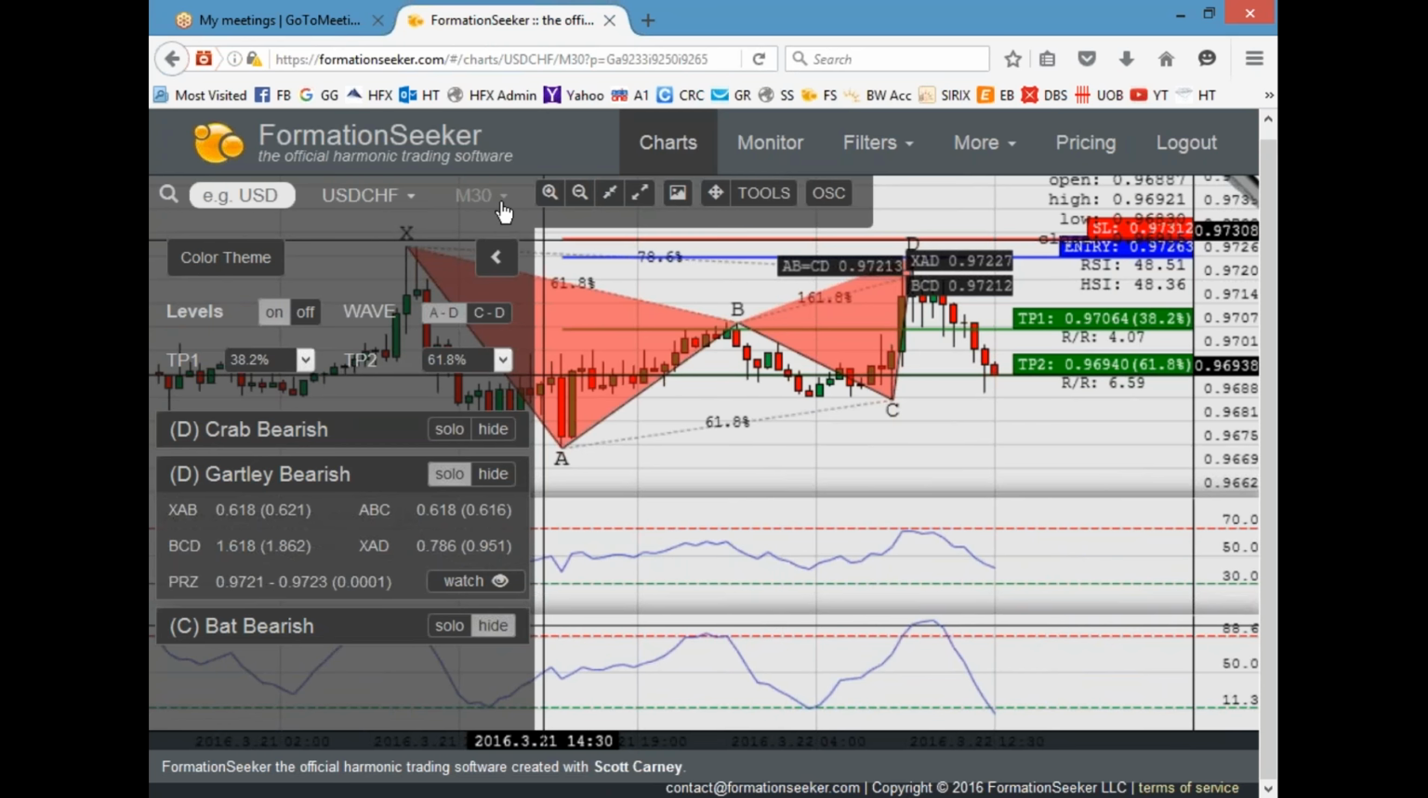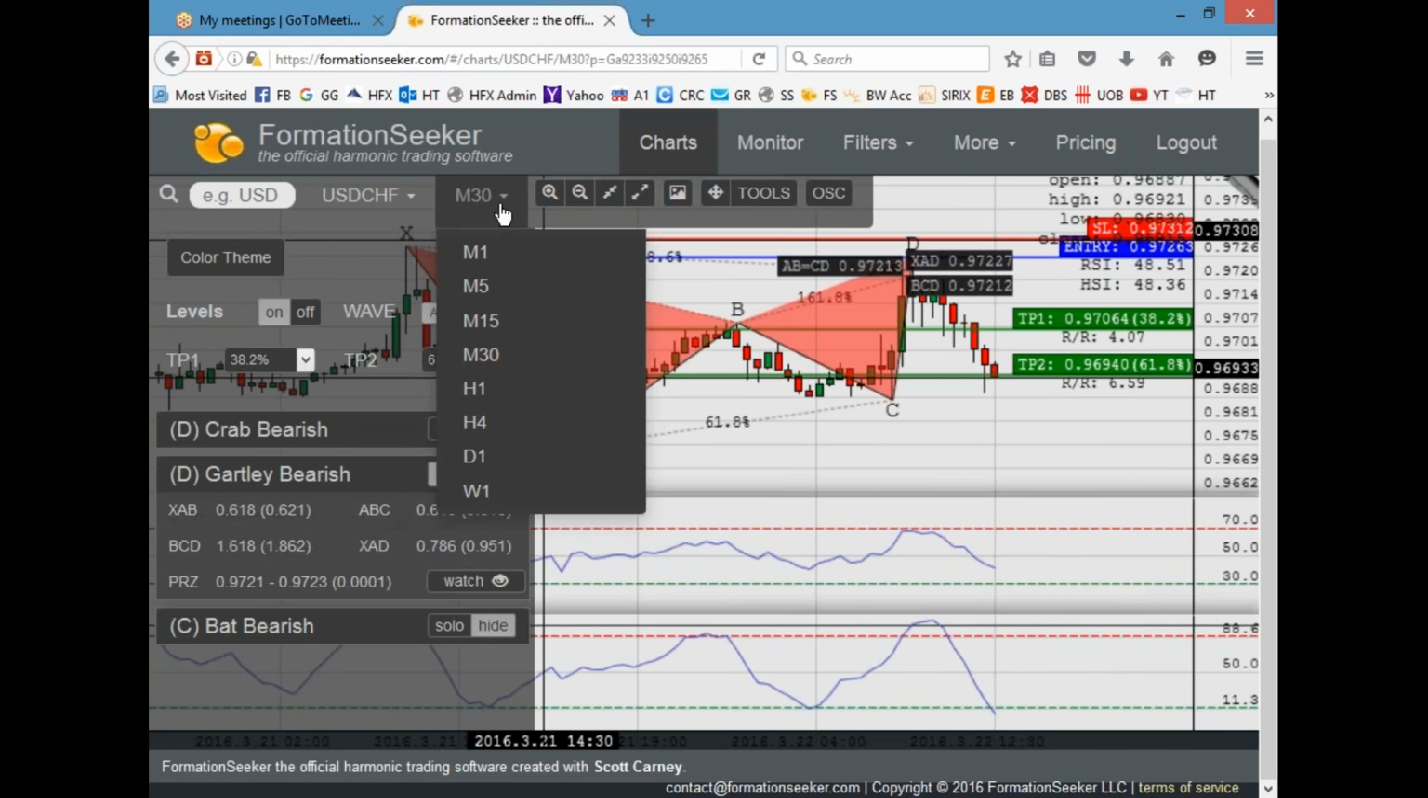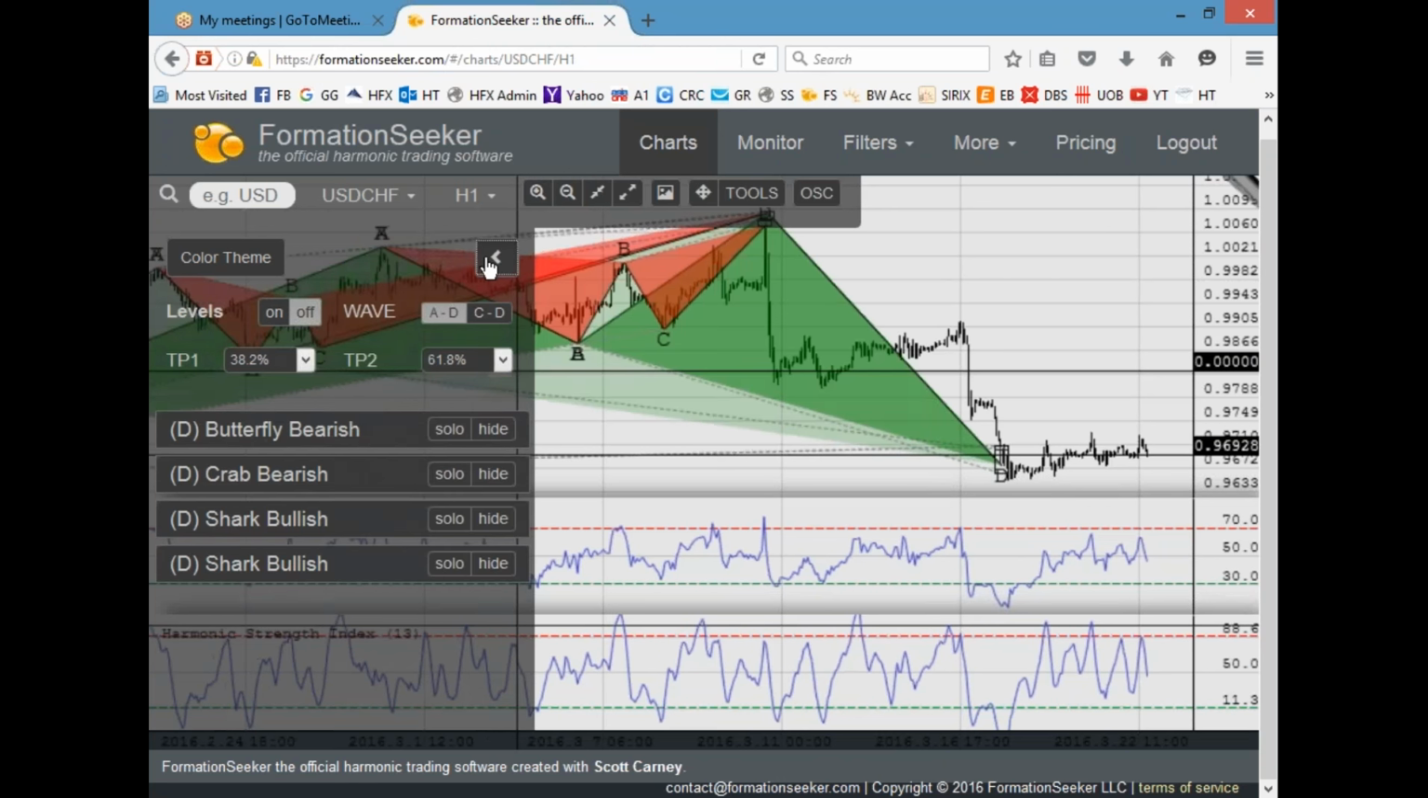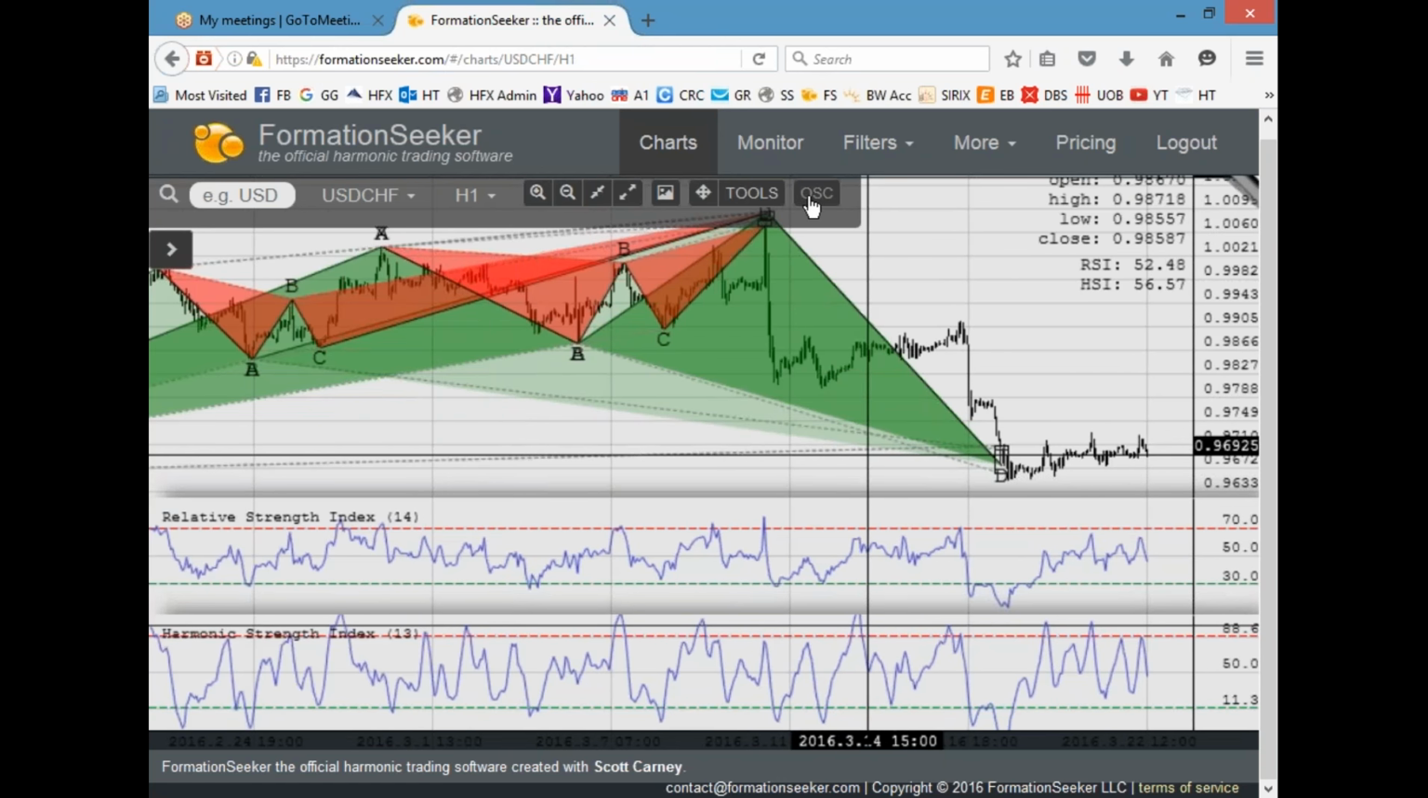Okay, what are the important levels of HSI and where do we take note of it? So the only place you can find HSI at the moment is on Formation Seeker. You need to go to Oscillator, turn on Harmonic Strength Index.